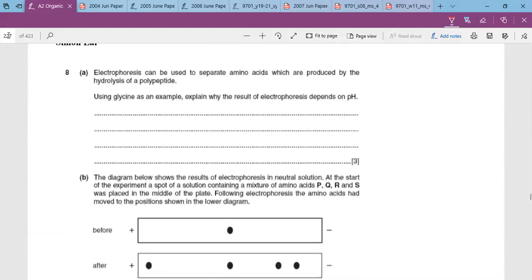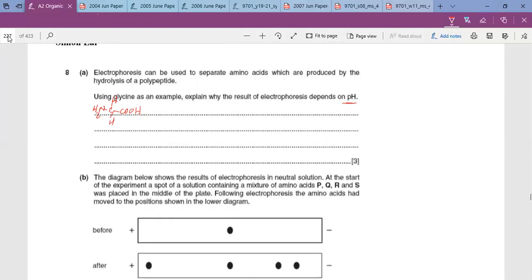Electrophoresis can be used to separate amino acids which are produced by hydrolysis of a polypeptide. Using glycine as an example, explain why the results of electrophoresis depend on pH. Of course, you must explain what glycine is. If you don't know, you die. This is the simplest thing: glycine, the first member. Memorize it, even though it's given there. So remember, why it depends on pH.